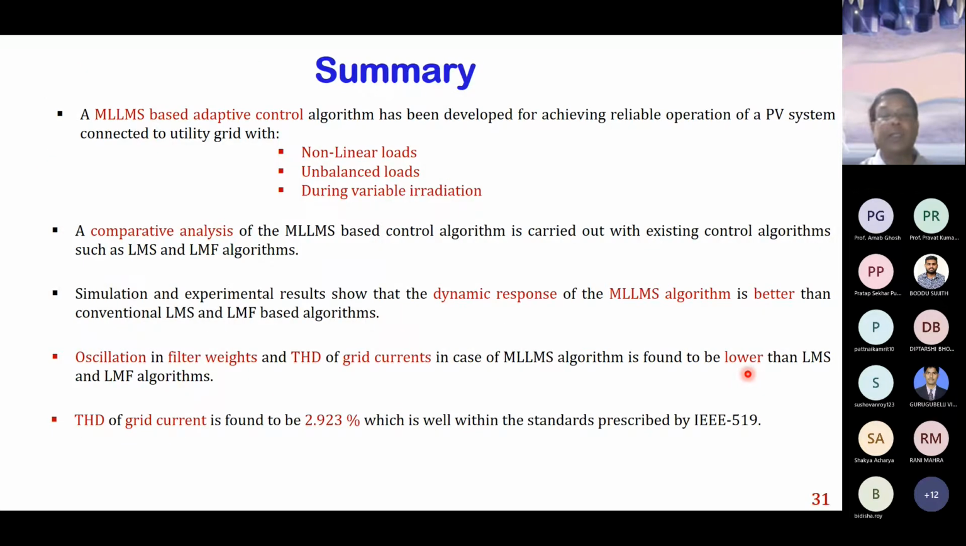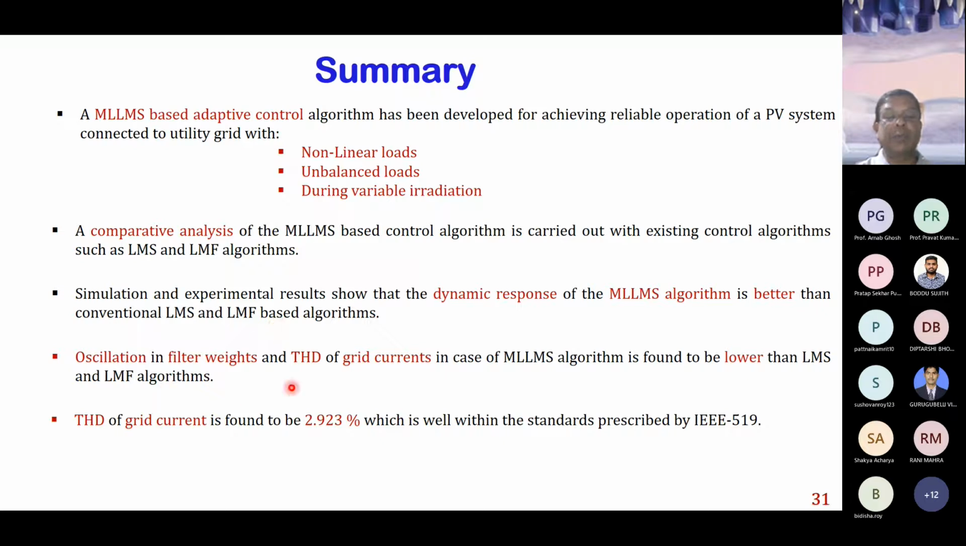Okay. And the summary of this controller is that for this proposed modified Leaky LMS based adaptive controller, we considered its efficacy in 3 different conditions: nonlinear loads, unbalanced load, and during variable irradiance. And we compare its efficiency with respect to 2 adaptive algorithms, one is LMS and the other LMF. The simulation and experimental results show the dynamic response of the modified Leaky LMS algorithm is better than the conventional LMS and LMF least mean fourth algorithm.